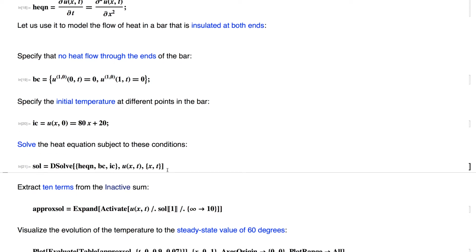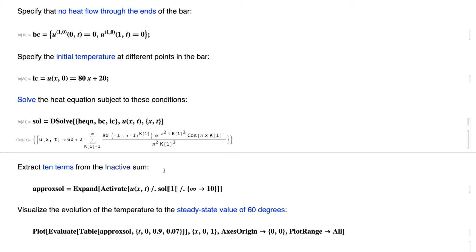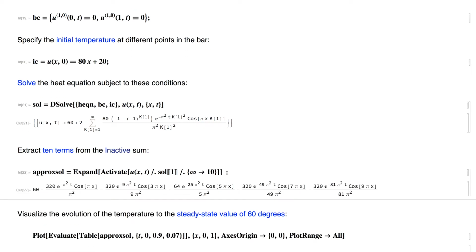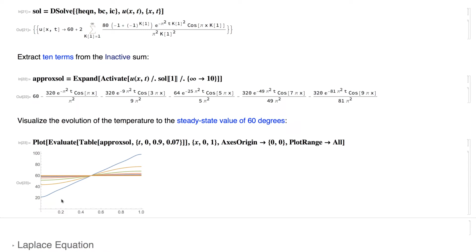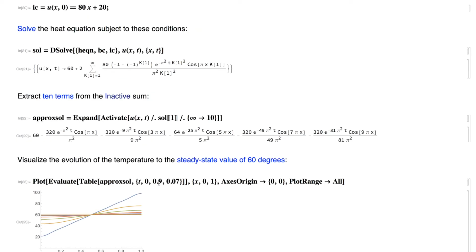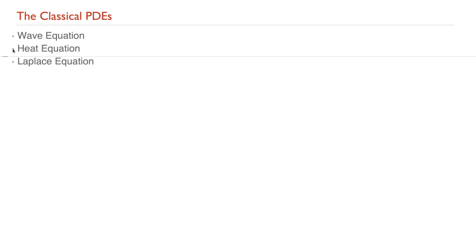And again, the choice of method over here is the separation of variables. So you get back an infinite sum of solutions. You pick up, let's say, the first 10 terms over there. And then finally, when you visualize it, you see that that is the initial data over here. And then very quickly, the solution settles down to its steady state value of 60 degrees. So the heat equation is quite important in all kinds of applications.